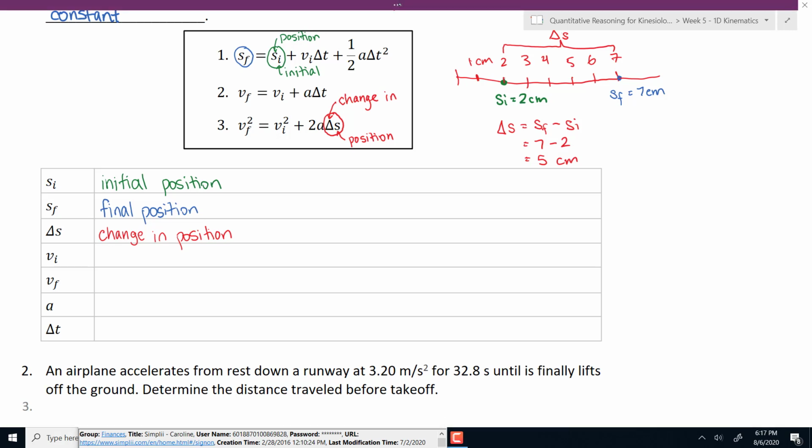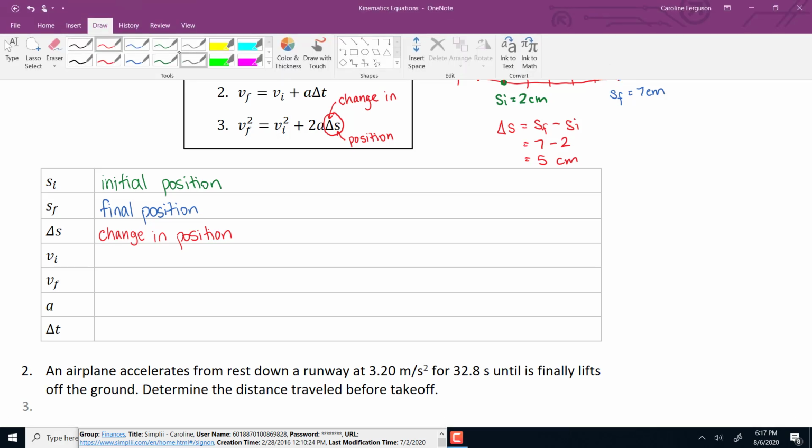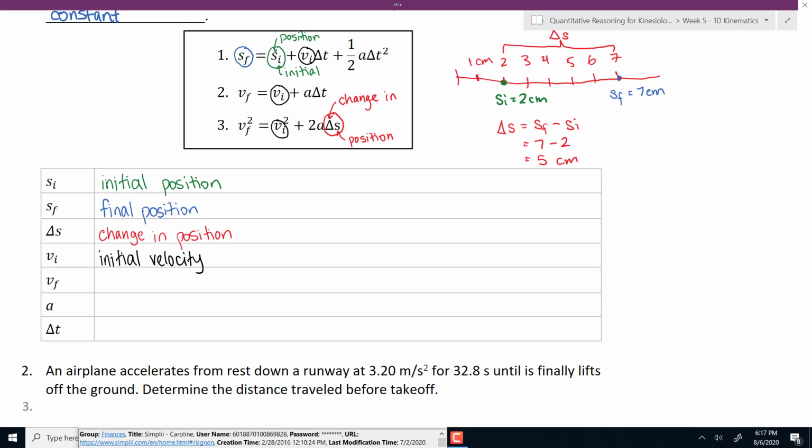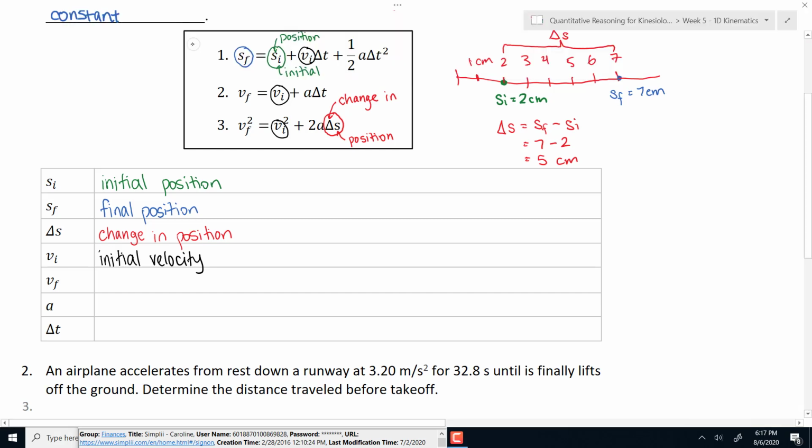Now let's move on to V. V initial. So V over here, V initial, we see it again over here, and again over here. V stands for velocity and I for initial, so this would be initial velocity. Then we have V final, V_f, V again for velocity, and F for final. So we have final velocity.